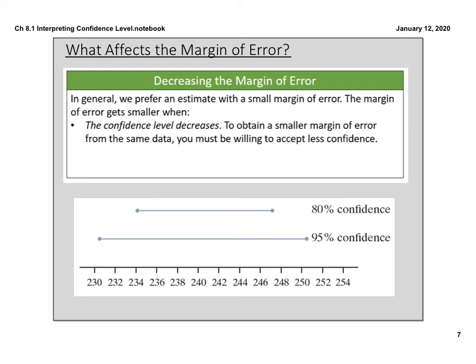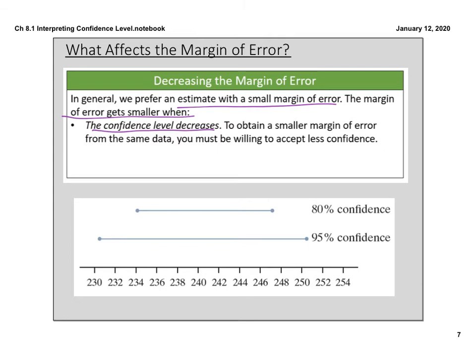All right, so just decreasing the margin of error. So let's talk about margin of error again. So we've got this confidence interval, this confidence level that we're trying to hit, and that gives us a margin of error that tells us how wide our interval needs to be. So in general, we prefer an estimate with a small margin of error. The margin of error gets smaller when the confidence level decreases.